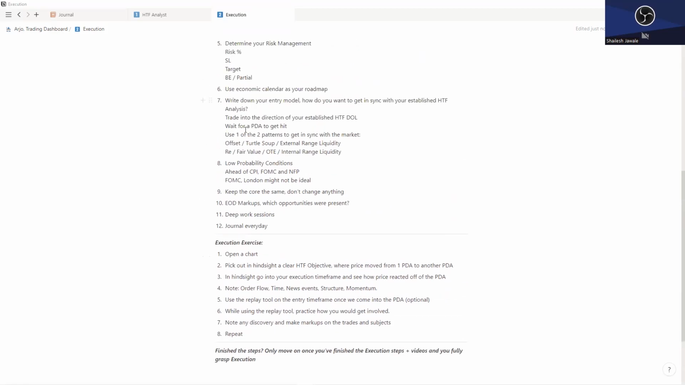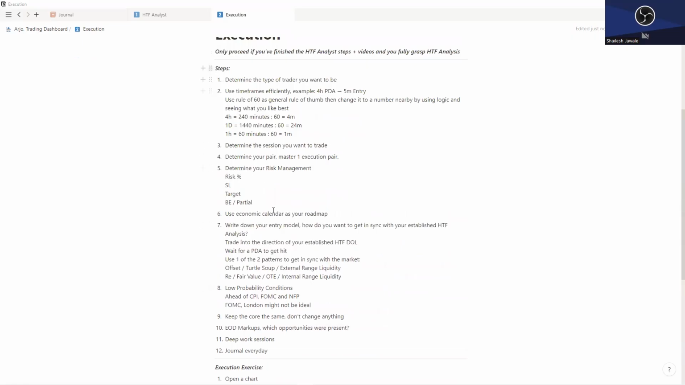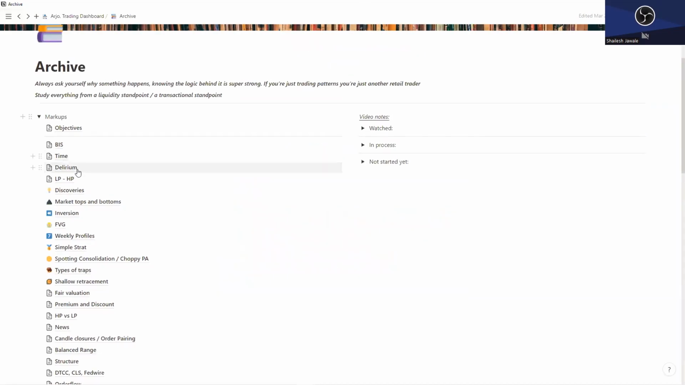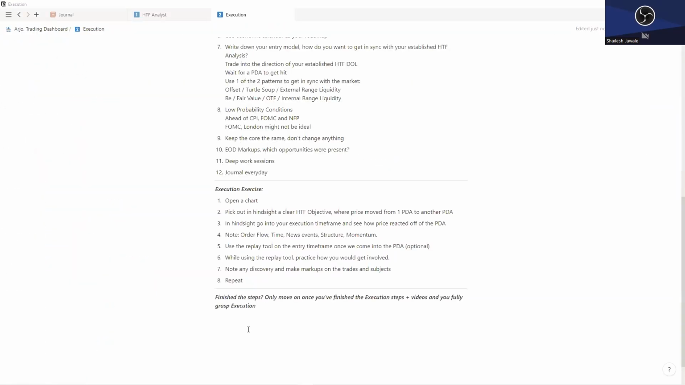And notice as well, I don't have the steps with very much text, because I want you to watch the videos. That's why the videos are very important. They will go hand in hand with the notions. Again, note any discovery and make markups on the traits and subjects. Repeat. Open the chart, go study a new thing, just like I did here. I went to time, delirium, low probability, high probability, market, inversion, FEG, weekly profile, simple strat, spotting consolidation, types of traps, shallow retracement, everything.